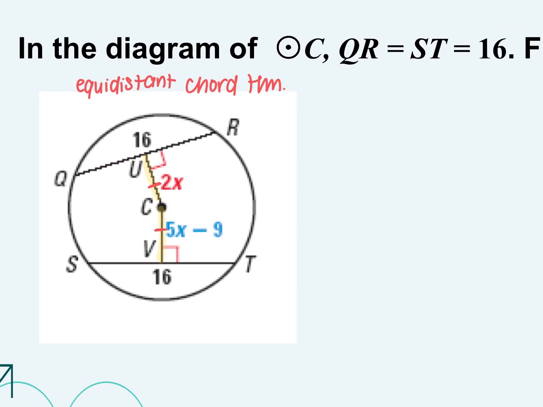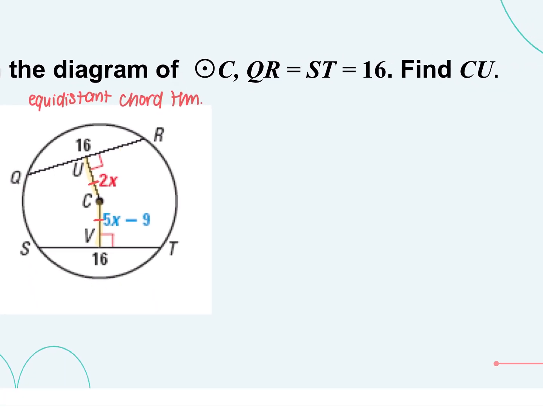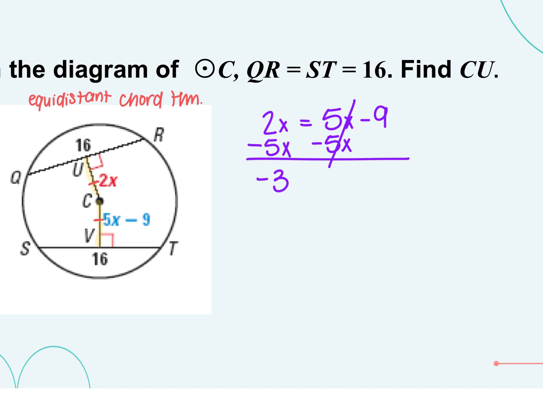Okay, and because those two are congruent, I'm going to go ahead and set them equal to each other. So solving for x, I'm going to get 2x equals 5x minus 9. I'm going to subtract 5x from both sides of my equal sign. I'm going to get negative 3x equals negative 9, and then divide by negative 3. Once I divide, I'm going to get x equals a positive 3.